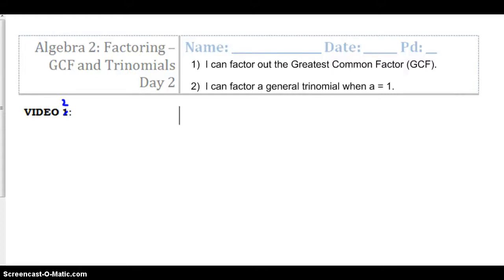Hello Algebra 2. This is the second video and it is about factoring general trinomials. Our learning target is: I can factor a general trinomial when a equals 1.